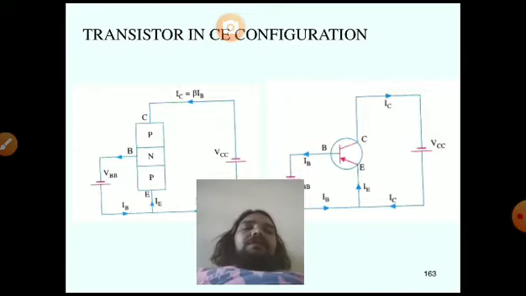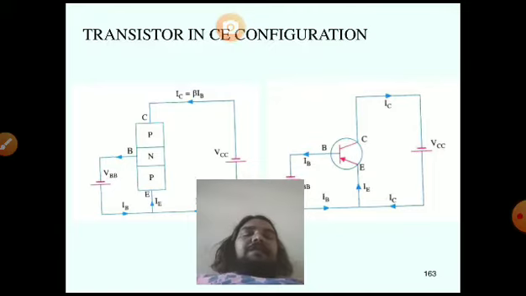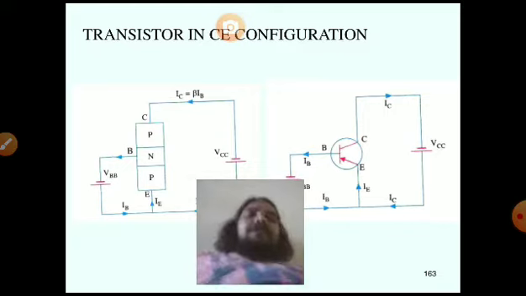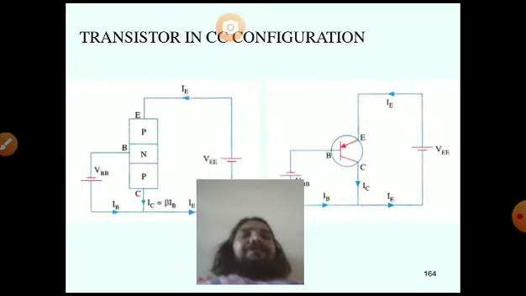In this configuration, the n-type semiconductor behaves as the emitter. This emitter is commonly grounded, whereas the base current IB is the input current, and the collector current IC behaves as the output current in this configuration.